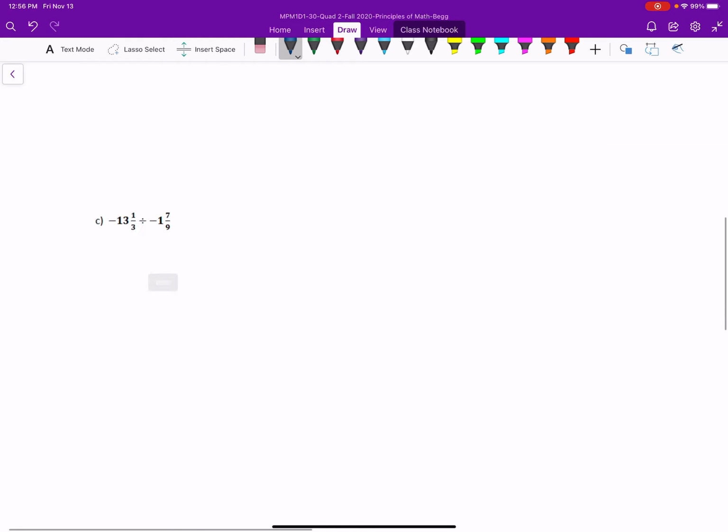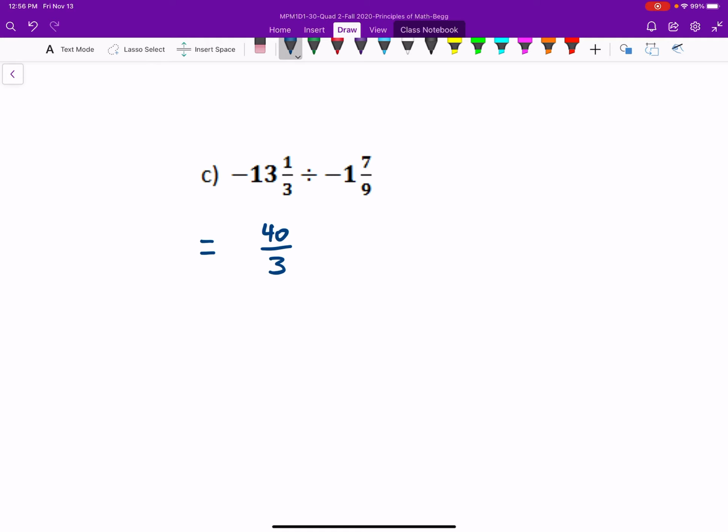And there's one more example in this short lesson, just sort of throws everything at us. So first we're going to change it from a mixed fraction to an improper fraction. So 13 times 3 is 39, plus 1 is 40. Notice how I did nothing with the negative sign yet. So then I'll put the negative sign up top. Again, for the next one, I'll forget about the negative sign to start with. So I'll just do 1 times 9 is 9, plus 7 is 16, over 9. Put the negative sign up top.